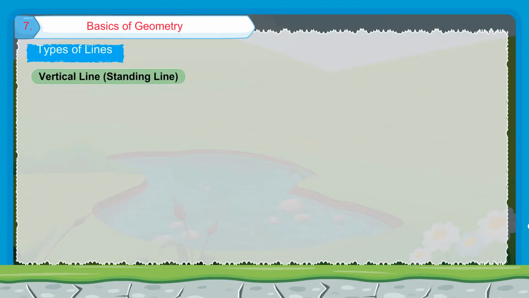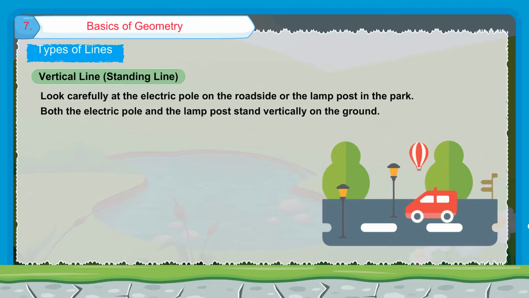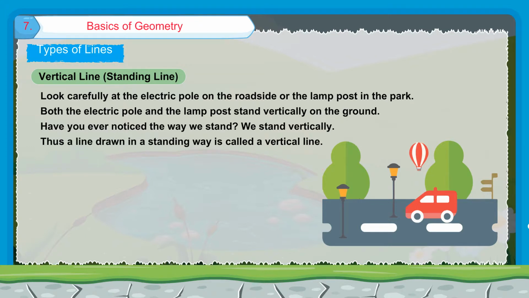Vertical line, standing line. Look carefully at the electric pole on the roadside or the lamppost in the park. Both the electric pole and the lamppost stand vertically on the ground. Have you ever noticed the way we stand? We stand vertically. Thus, a line drawn in a standing way is called a vertical line. A line PQ drawn alongside is called a vertical line.